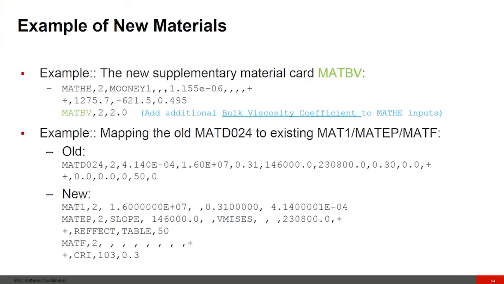Here you can see some examples of the materials, the MATHE. We have supported that for the hyperelasticity, but we added an additional material, MATVV, for the bulk viscosity coefficient for the hyperelasticity analysis. And you can see here examples of mapping the old ones with the MATD entries to the existing MAT1, MATEP, and MATF entries.